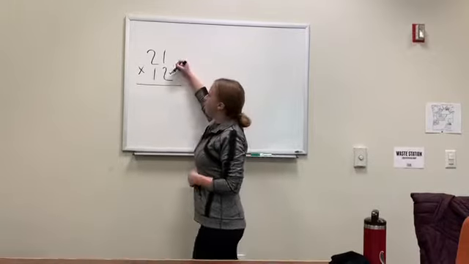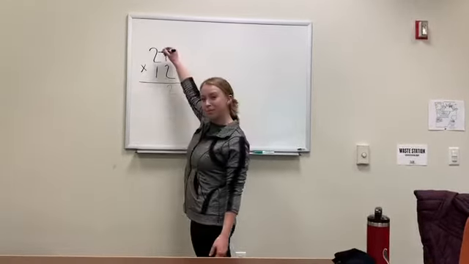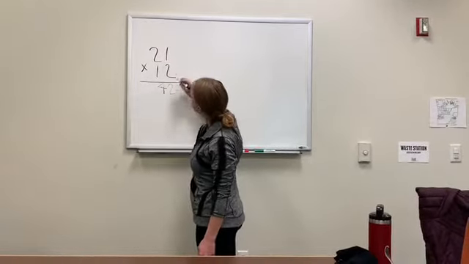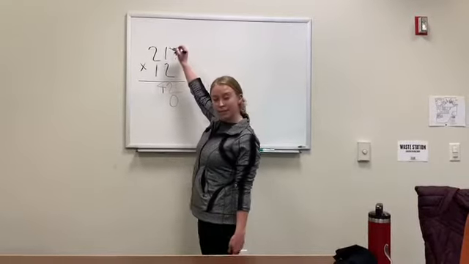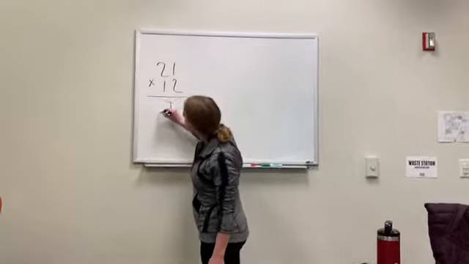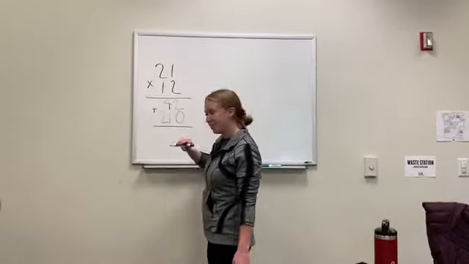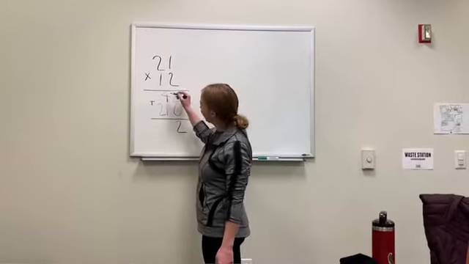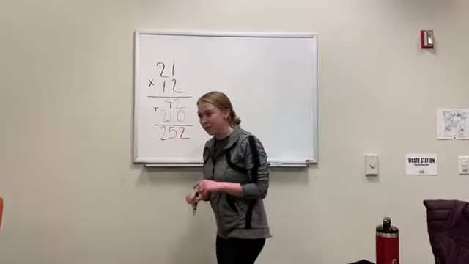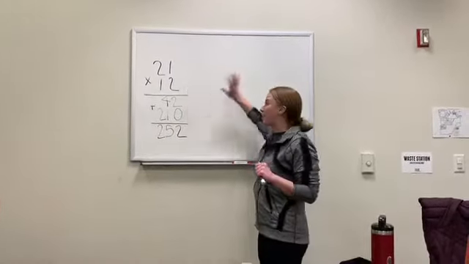And normally, you'd start with 2 times 1, 2, 2 times 2, 4, and then you'd move on. Don't forget your 0, and do 1 times 1, 1, and then 1 times 2 is 2, and then you add them, 2, and then 5 is 252. All right, so this is the way that we've been doing it, but I'm going to show you another way.